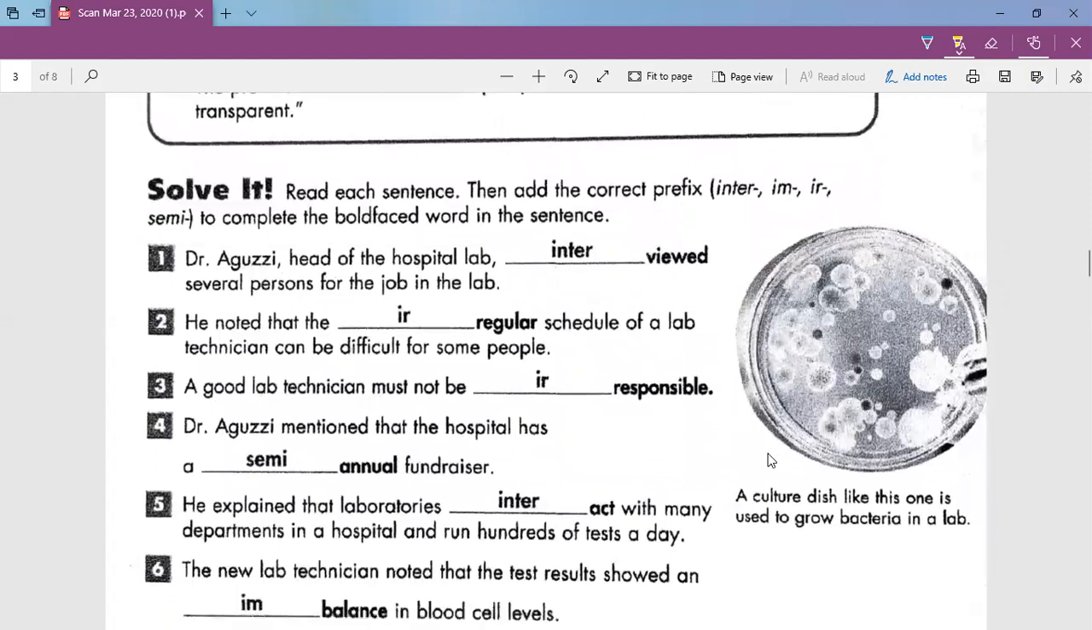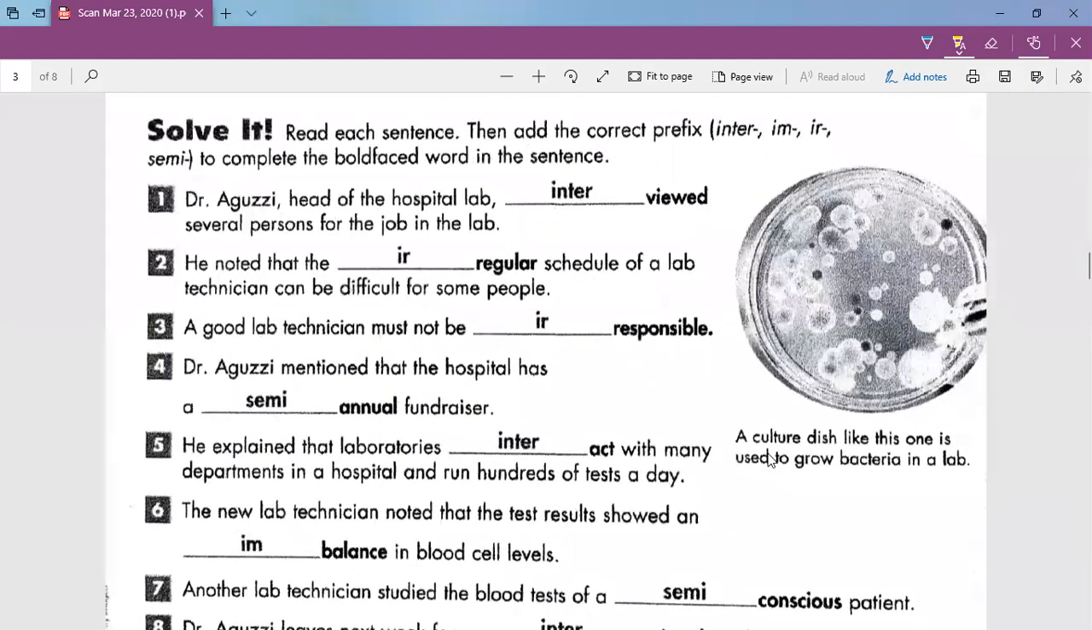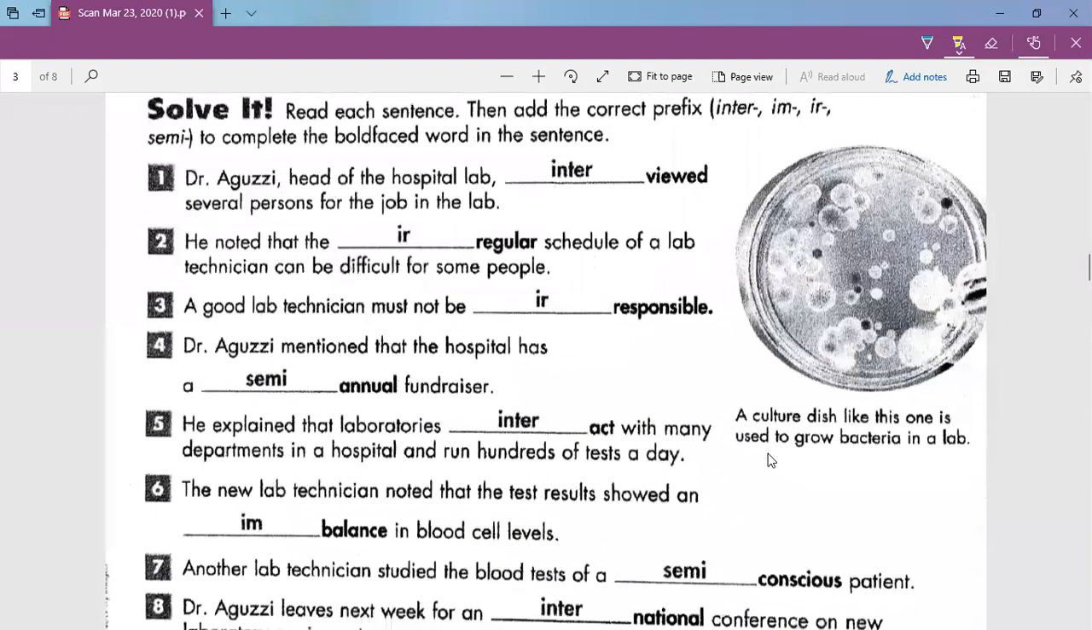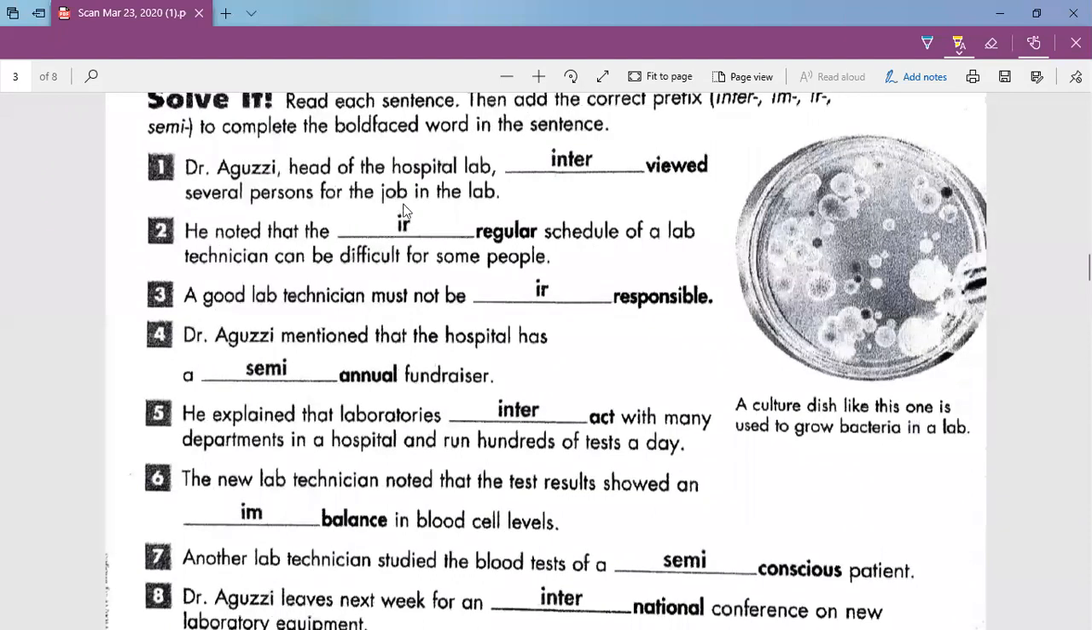Okay. Read each sentence, then add the correct prefix, inter, im, ir, or semi, to complete the bold-faced word in the sentence. Number 1 says, "Dr. Aguzi, head of the hospital lab." All right, Christian, go ahead. So it's going to be interview. Right? "Interviewed several persons for the job in the lab."